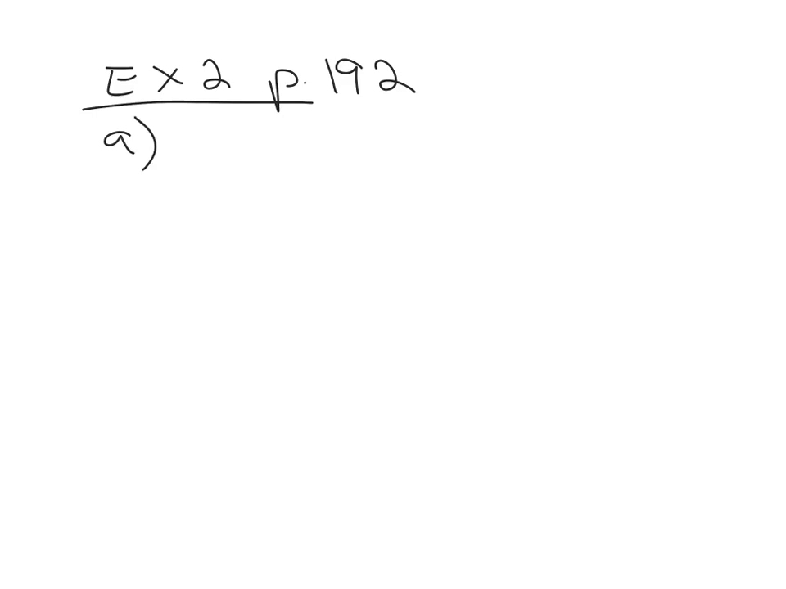For example 2, we're still multiplying. This is still page 192. We're going to do example 2. We're going to start with letter A, which says the square root of 7 times 2 plus the square root of 3. So what you have to remember is this is 2 terms here, so this is going to end up being distributive property.